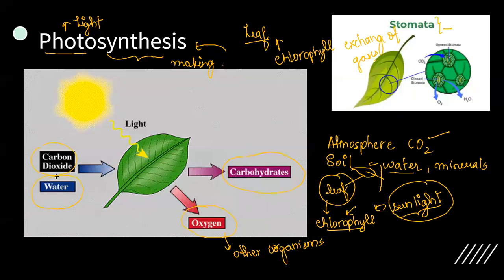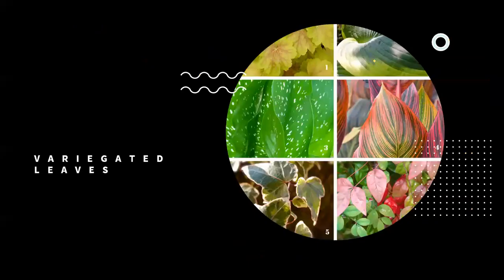Now the plants have prepared their own food as carbohydrates, right? We also see some leaves which are not green. As you can see in this picture, this has more of red in it. Sometimes the leaves are also yellow. Does that mean it does not have chlorophyll? It does have chlorophyll, but the other pigments are more. Such leaves are called variegated leaves.